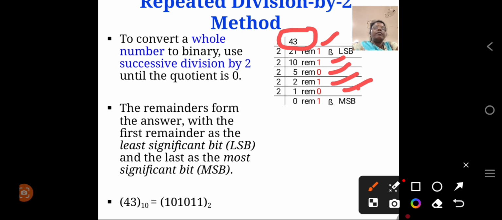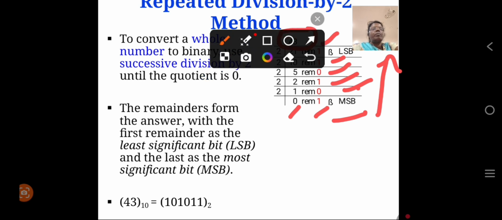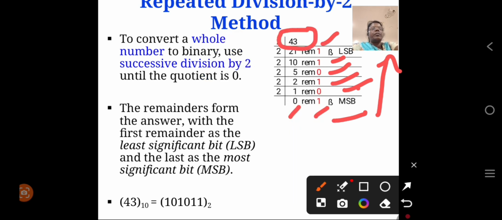Then the quotient 1, if you divide it by 2, we cannot divide it, so the quotient will be 0 and the remainder will be 1. This is the last remainder. These are the results we have got. In this result, we should represent the number in this order. The last remainder should be represented as the MSB. The first remainder should be represented as the LSB.